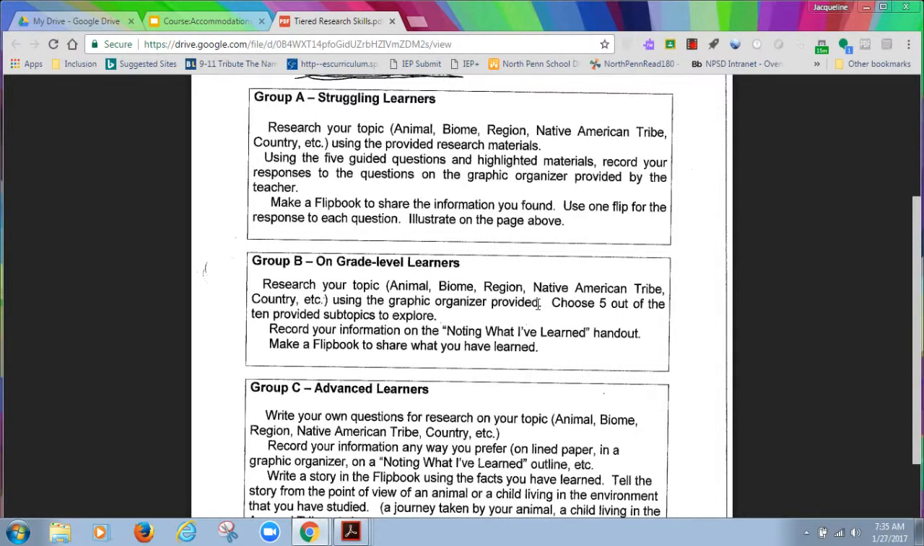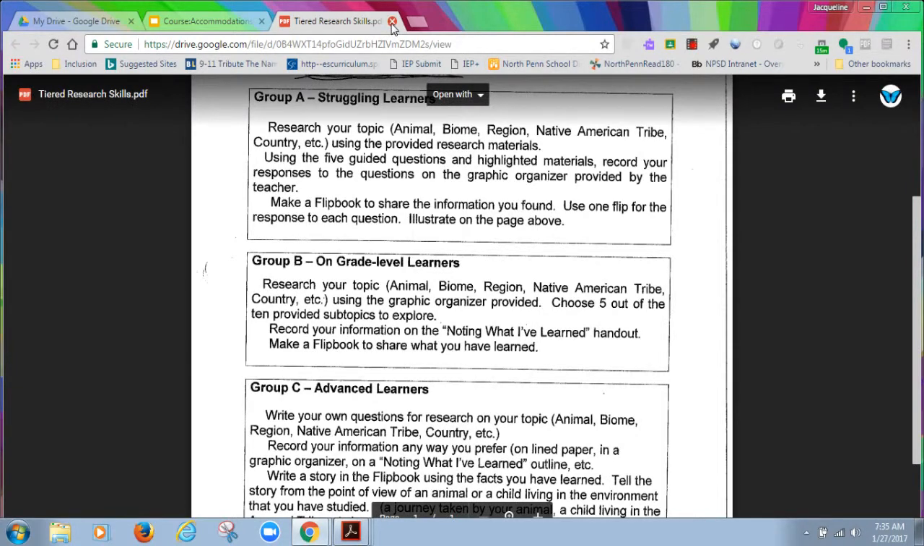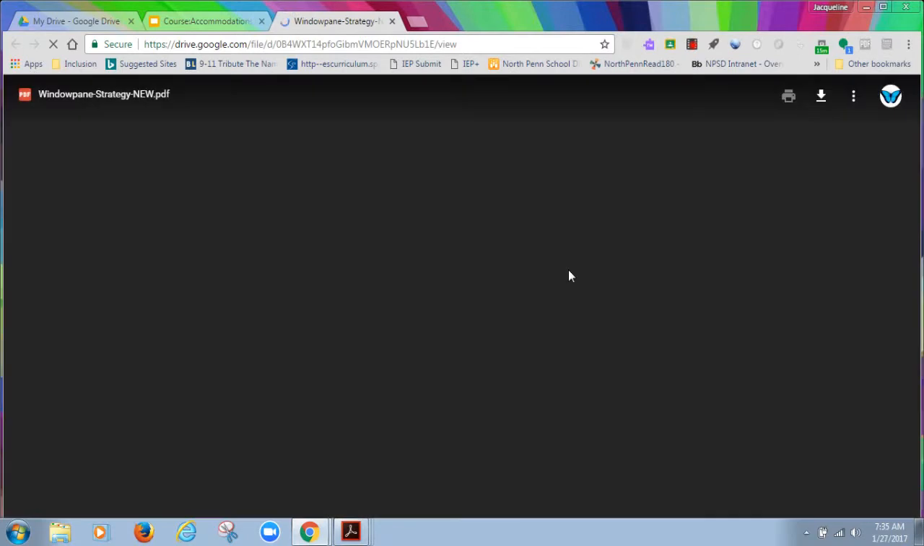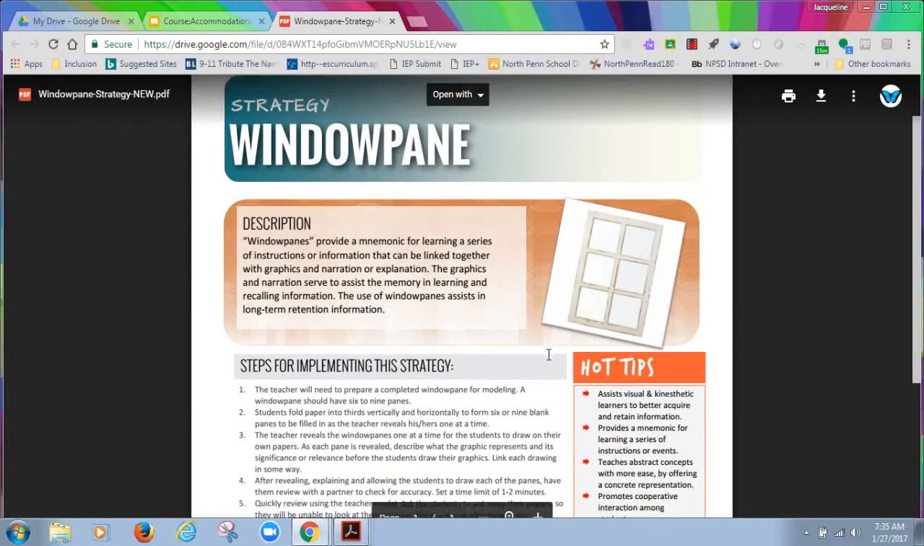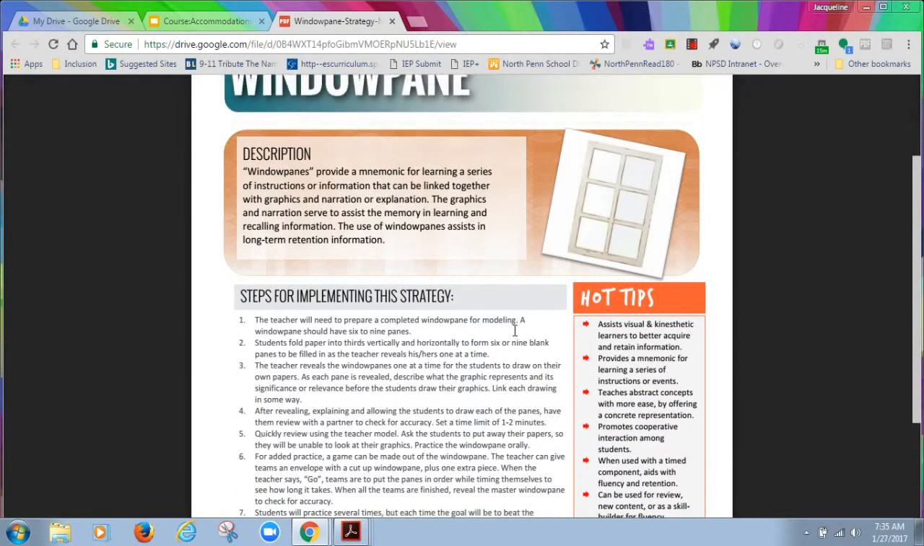So we can definitely provide you with more information related to that. A window pane. This is great for reading activities. It doesn't have to be in an ELA classroom. It can be in social studies or science, but for students to really draw or write down what they've learned in sequence and how concepts connect.